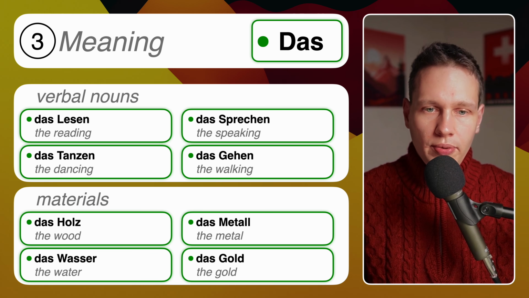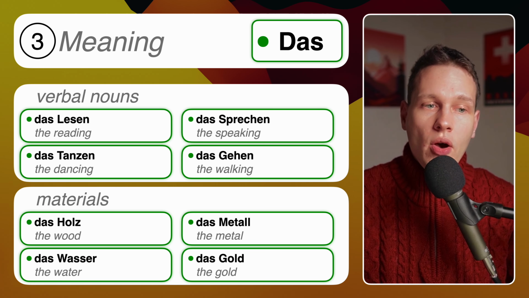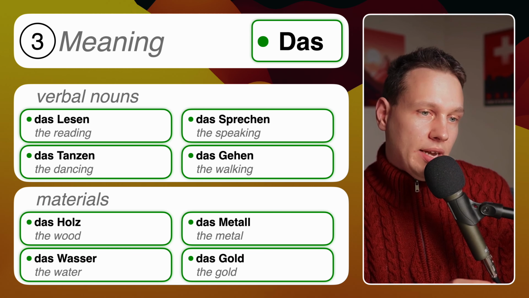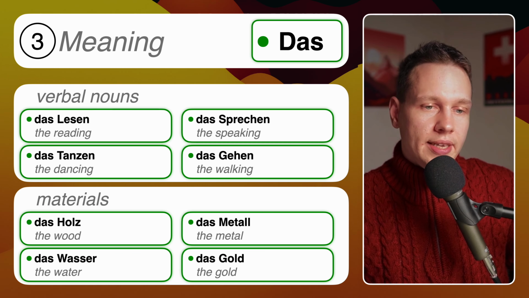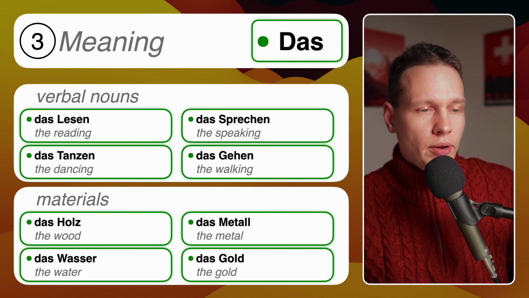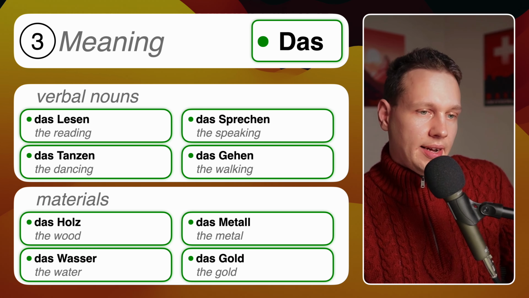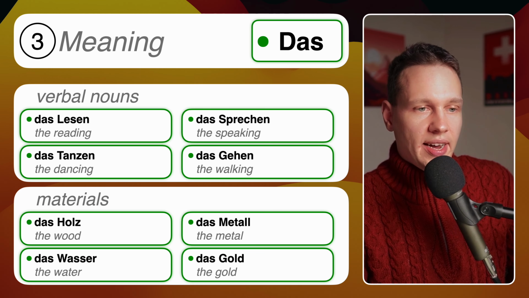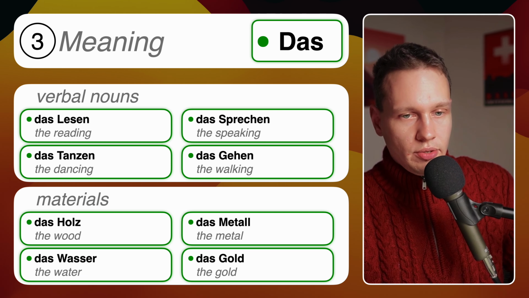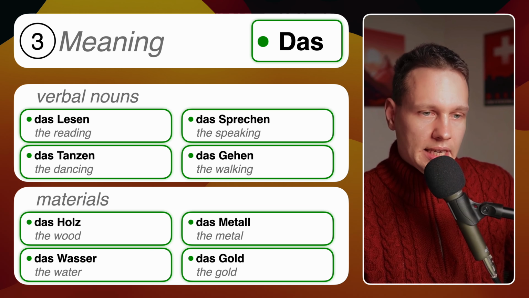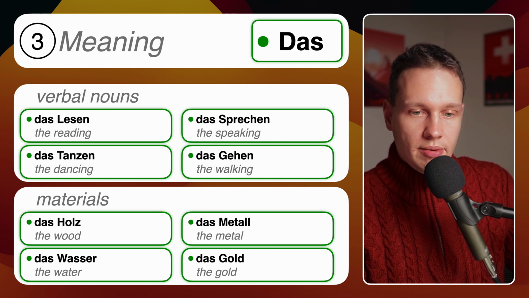And then let's go with the last one, that is das. So here we have verbal nouns. Verbal nouns, that's when you have a verb and you turn it into a noun, like reading in English. So for example, I can say, the reading was interesting. And in German I say, das Lesen war interessant. So verbal nouns are neuter. And you can also do that with das Sprechen, the speaking, das Tanzen, the dancing, das Gehen, the walking.